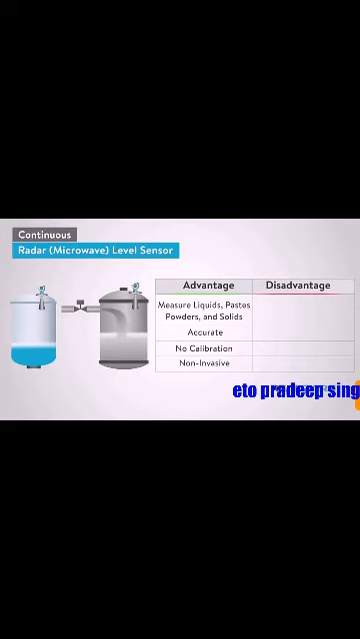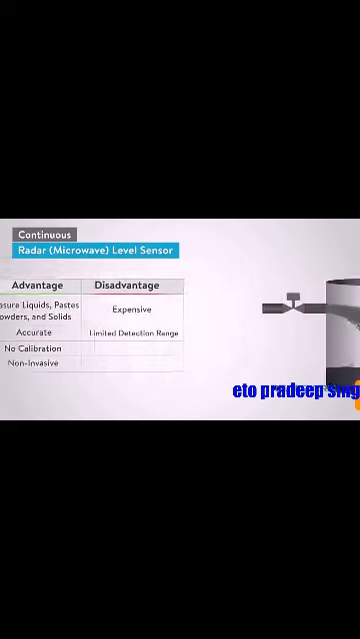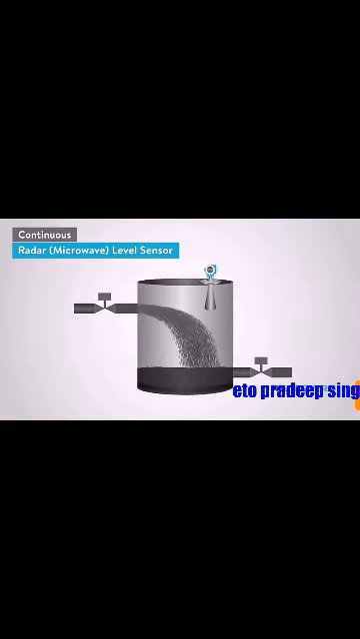The disadvantages of radar sensors are that they are expensive, as well as have a limited detection range. If we go back to our shingle manufacturing plant example, a radar level sensor could be an ideal solution. Much like the ultrasonic sensor, radar sensors are ideal for hot liquid storage tanks.